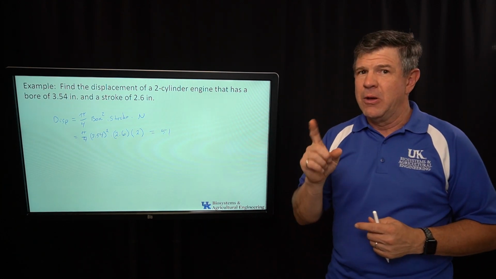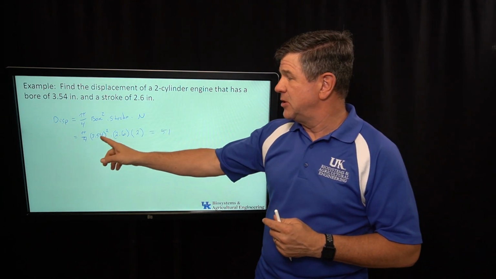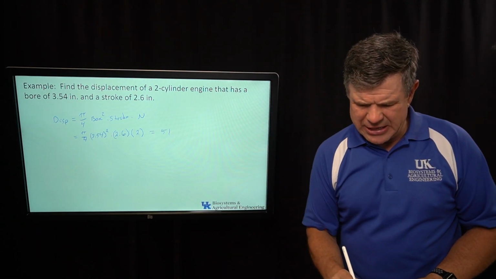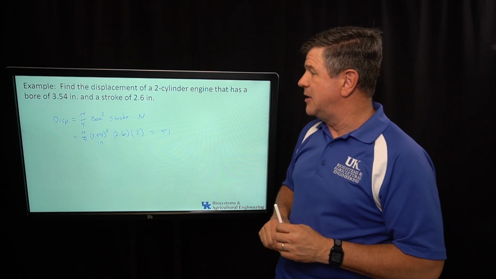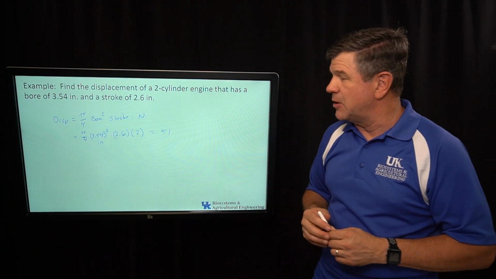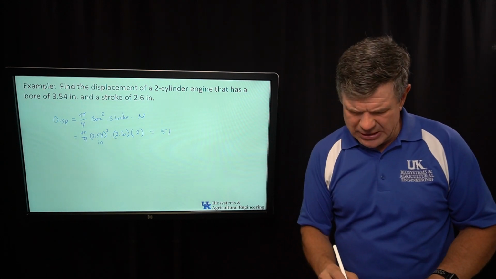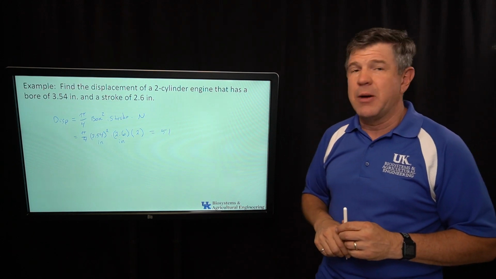So we should always keep our units when we're going through this equation. So what are my dimensions here? 3.54 was what? 3.54 was an inch. So I should have written that inch in there beside the 3.54. I'll just stick it in the bottom there for now. That goes with it. The 2.6 was also an inch, so I write that in inches. So what are my units coming out there?